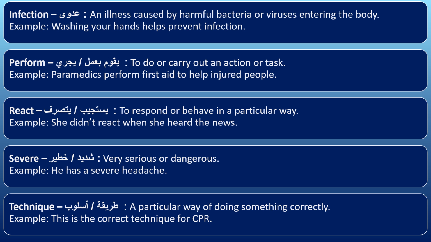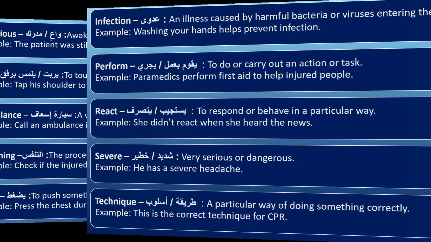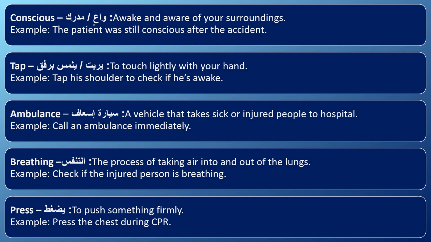Severe: very serious or dangerous. Example: he has a severe headache. Technique: a particular way of doing something correctly. Example: this is the correct technique for CPR. Conscious: awake and aware of your surroundings. Example: the patient was still conscious after the accident. Tap: to touch lightly with your hand. Example: tap his shoulder to check if he's awake.